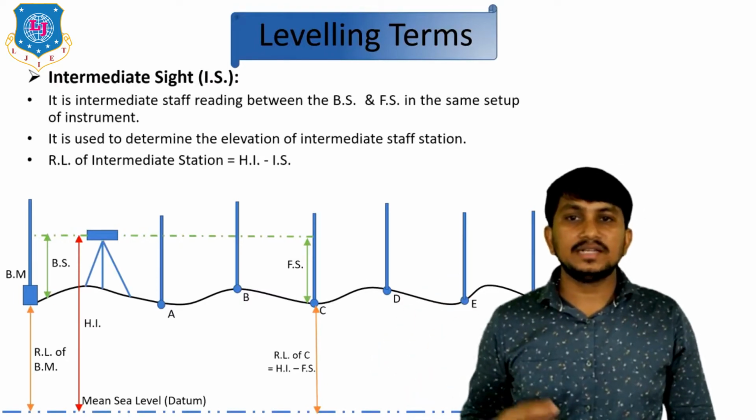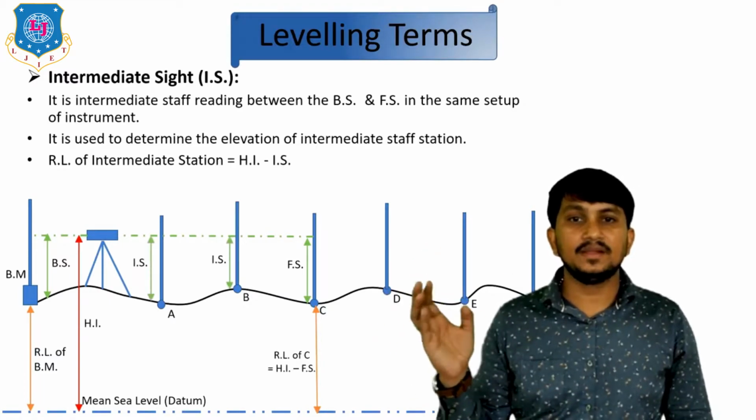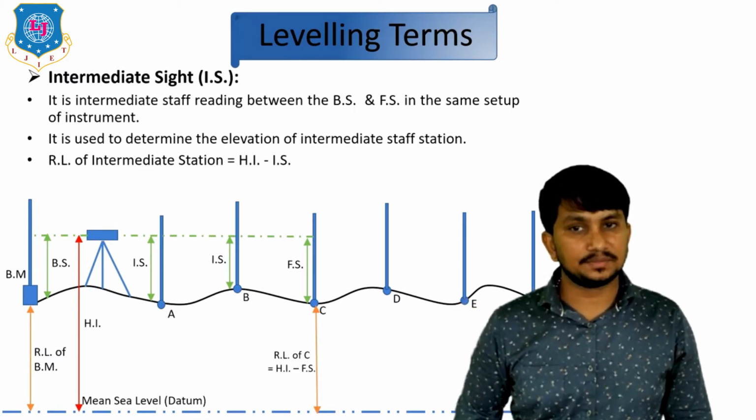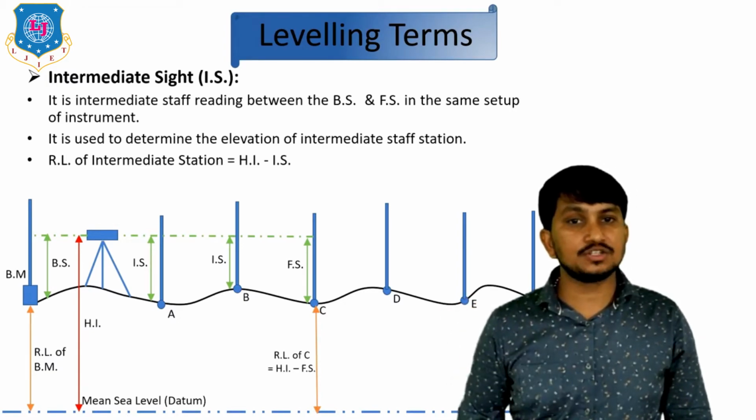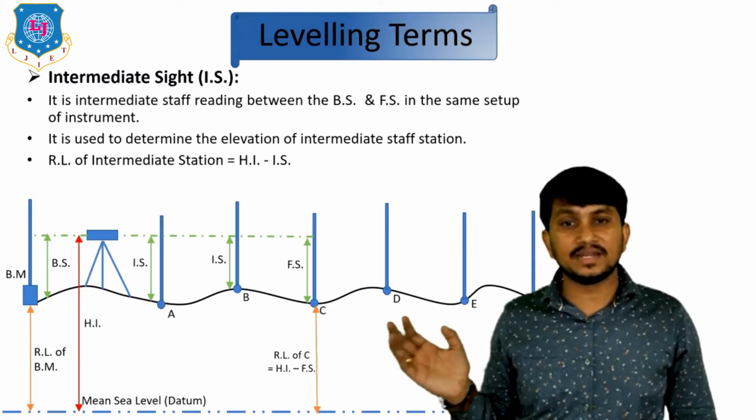Next is intermediate sight. It is an intermediate staff reading between BS and FS in the same setup of the instrument. It is used to determine the elevation of intermediate staff stations. Here, the intermediate staff stations are A and B.